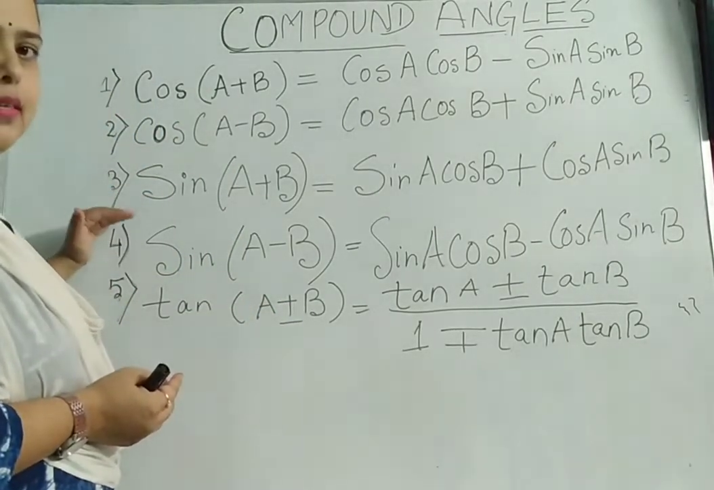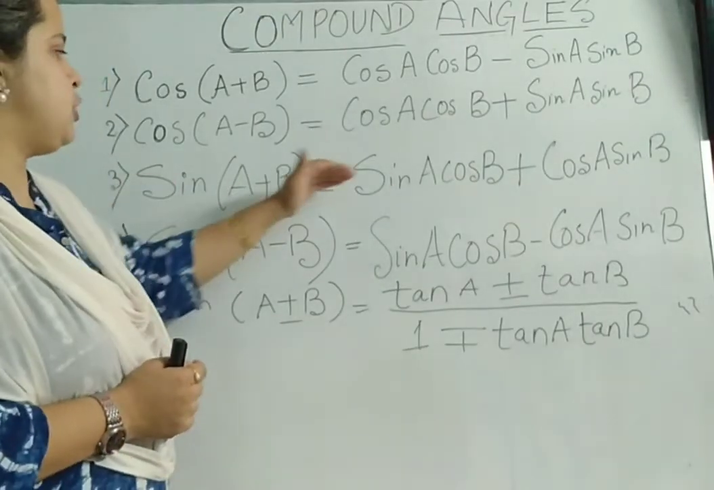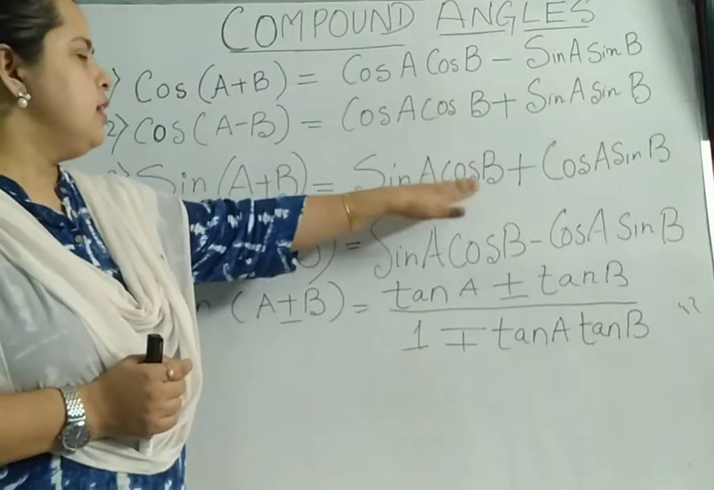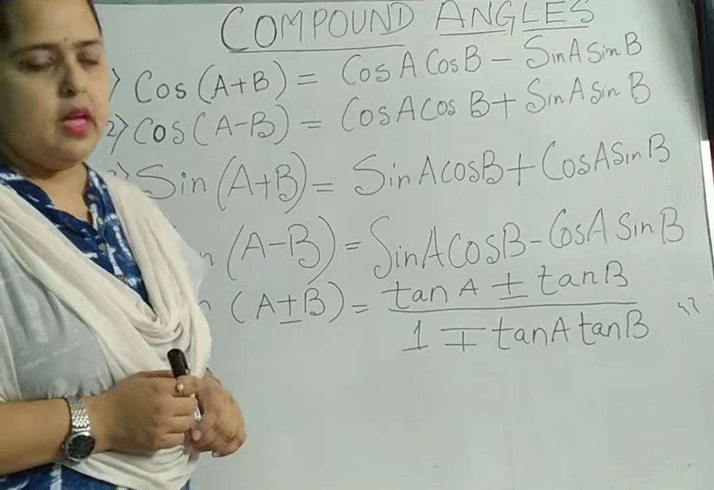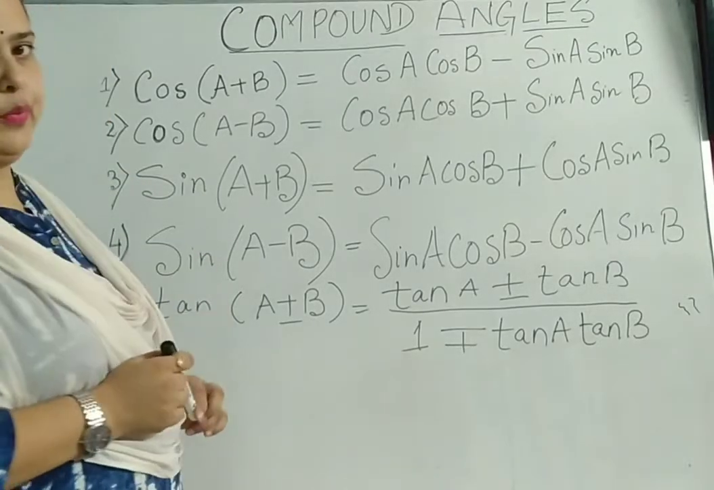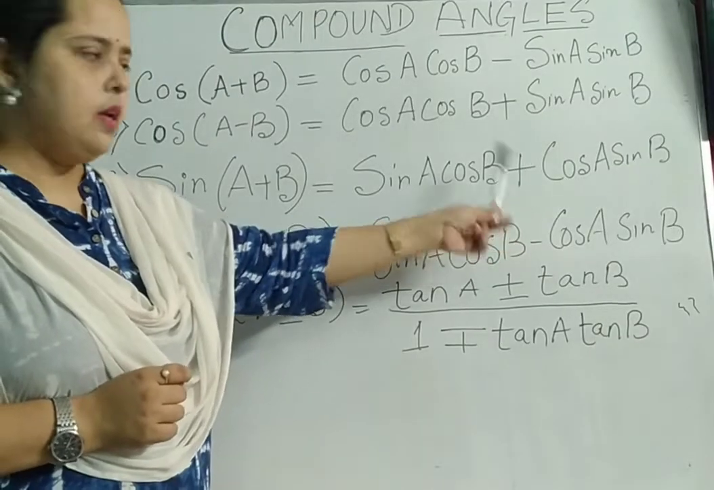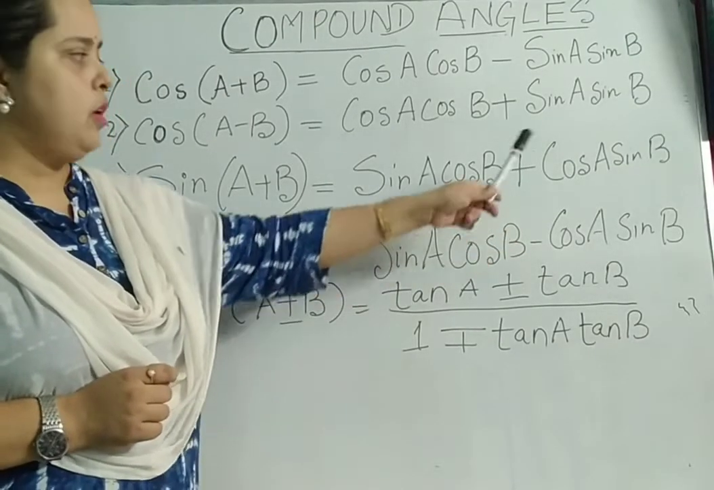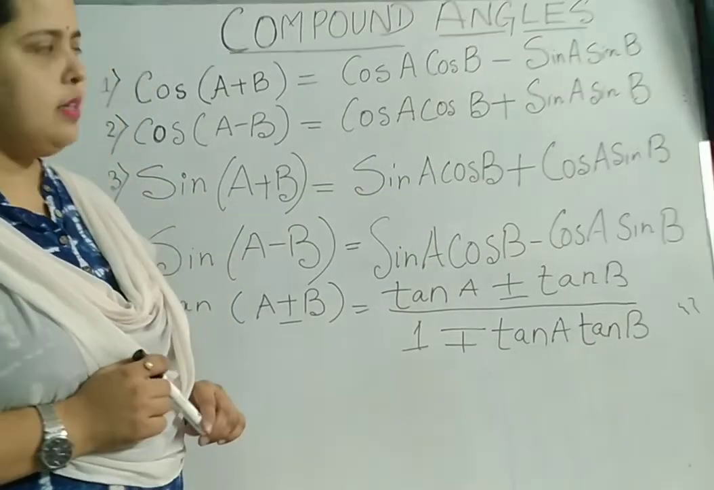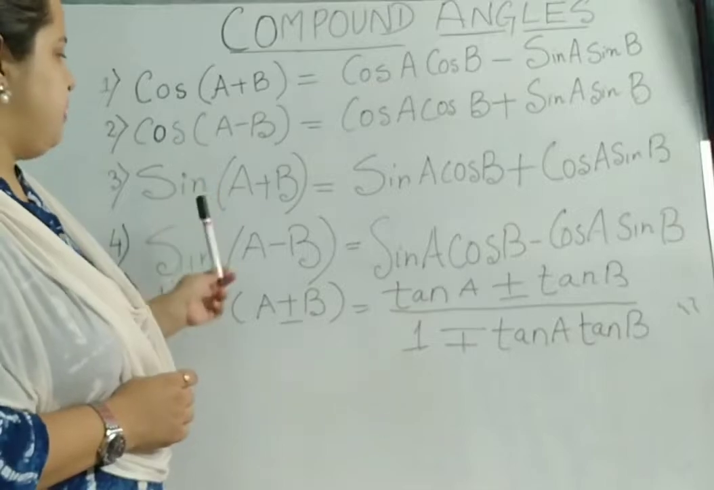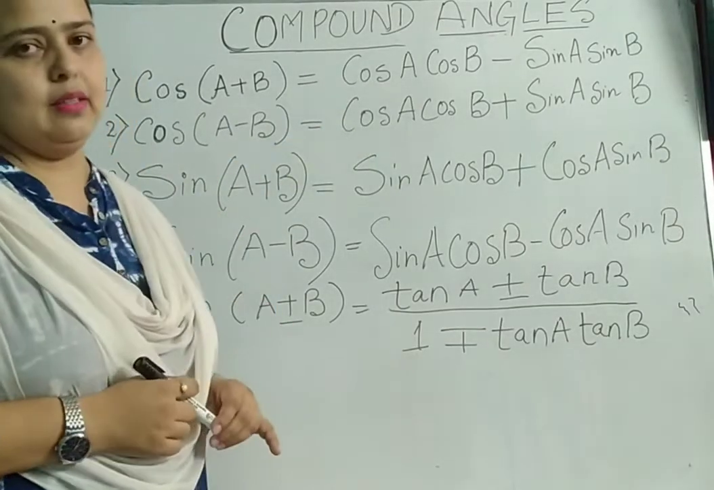Then comes sin A plus B. With the third one, sin A plus B is learned as sin A cos B plus cos A sin B. See children, what's the difference here with the cos? Here it is plus and here it is plus. Sin A with cos B, cos A with sin B. Please be very careful about this, the difference of the particular cosine compound angles and sine compound angles.